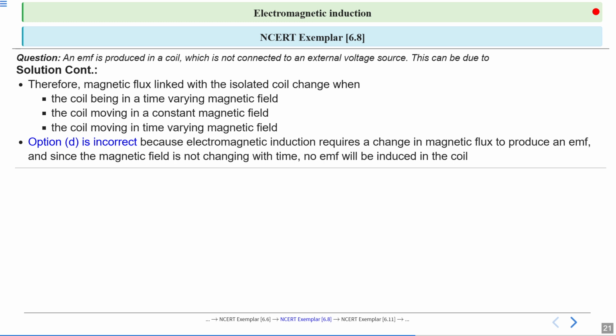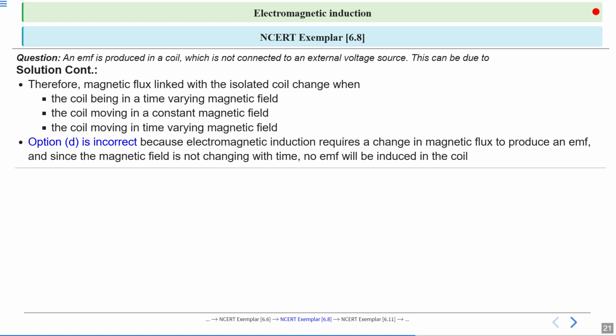Why? Option D is incorrect because electromagnetic induction requires a change in magnetic flux to produce an EMF. And since the magnetic field is not changing with time, no EMF will be induced in the coil. So what was the D option? It was given as spatially varying magnetic field. That means the magnetic field is varying from position to position. The magnetic field is not varying with respect to time. So the coil is stationary, placed in a spatially varying magnetic field.